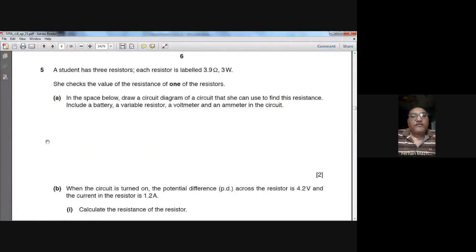On your screen, question number 5. A student has 3 resistors. Each resistor is labeled 3.9 ohm, 3 watt. She checks the value of the resistance of one of the resistors. In the space below, draw a circuit diagram of a circuit that she can use to find this resistance. Include a battery, a variable resistor, a voltmeter, and an ammeter in the circuit. It's a 2-mark question. We have to draw the circuit.